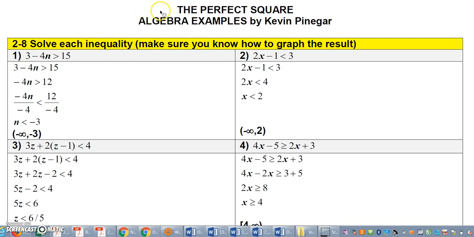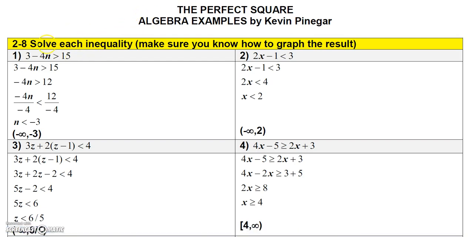Okay, so now we're going to talk about how to solve linear inequalities. And I'm not going to graph the solutions here, but you need to just make sure you know how to graph the solutions. If you covered the section that I just made, then it gives you a lot of examples on how to graph these solutions on the number line.